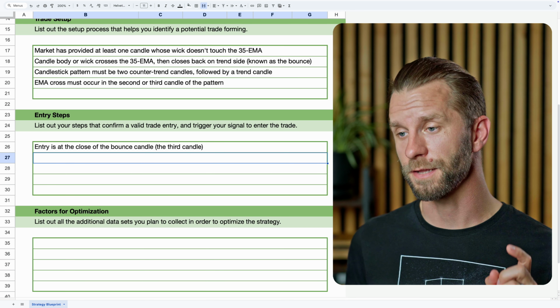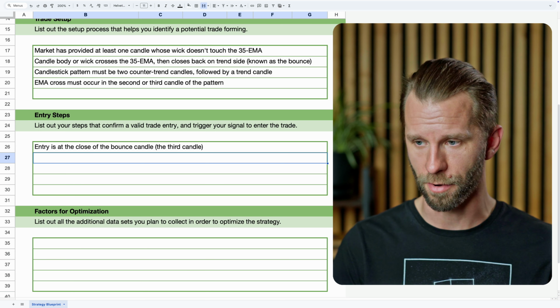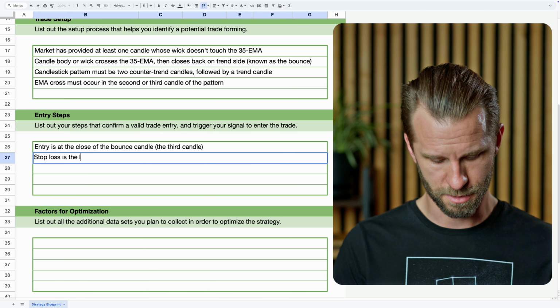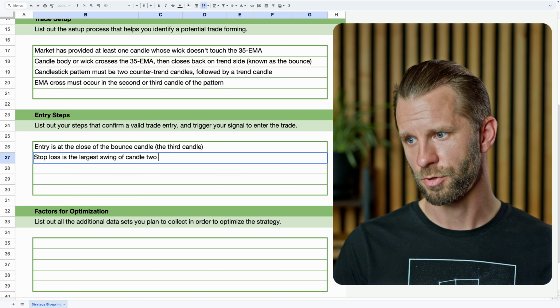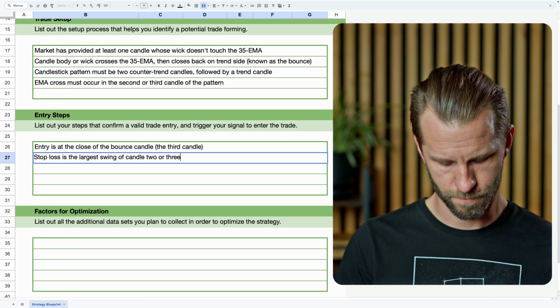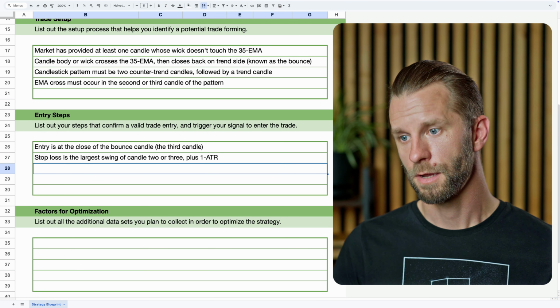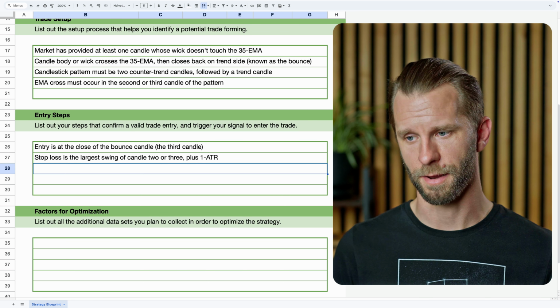Next, we need to define the stop loss, as we never trade without one, and it's what we base the ratio on. So let's say stop loss is the largest swing of candle 2 or 3 plus 1 ATR value. So for an uptrend, that'll be swing low, and a downtrend, that'll be swing high.